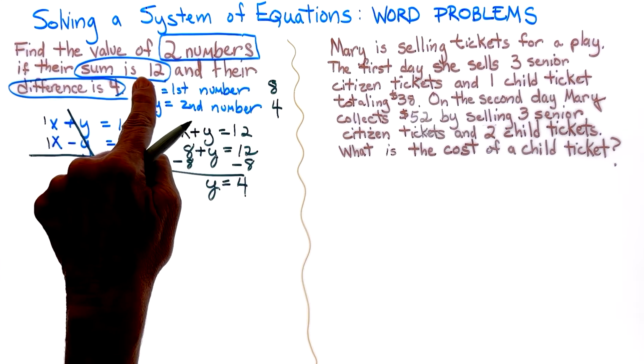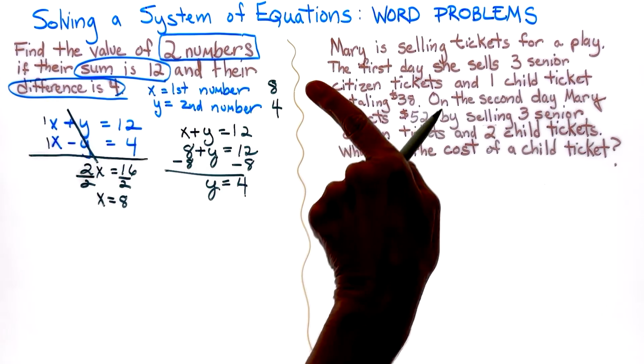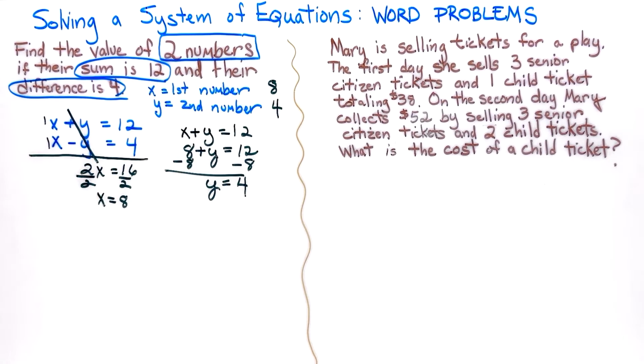So do they add up to 12? Yes. If you subtract 8 minus 4, is it 4? And the answer is yes. So we know our numbers are correct.